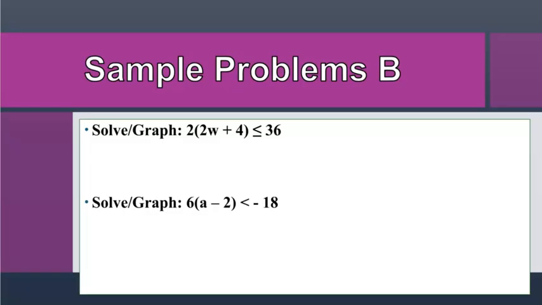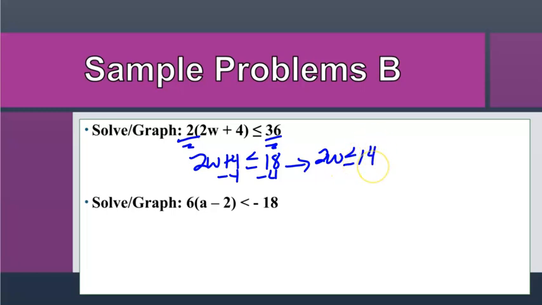Next, solve. Here you can either distribute the 2 or you can divide by 2 first. And this is going to give us 2w plus 4 is less than or equal to half of 36, which is 18. And I would subtract 4 on both sides. And this is going to give us 2w is less than or equal to 14. Divide by 2. w is going to be less than or equal to 7. And then on a number line, we got 7 here. Filled in circle. Less than means going to the left.